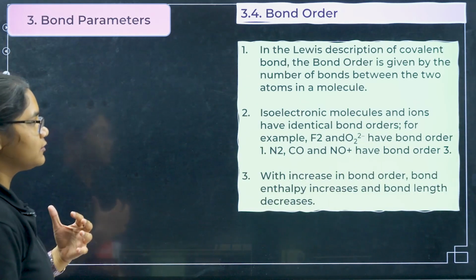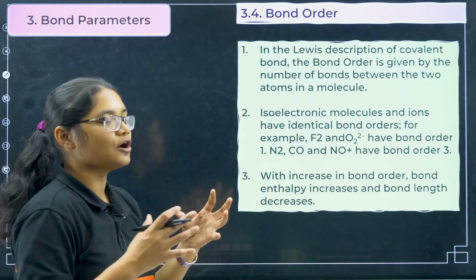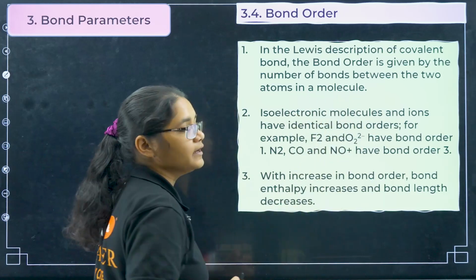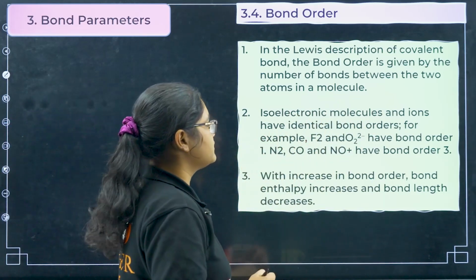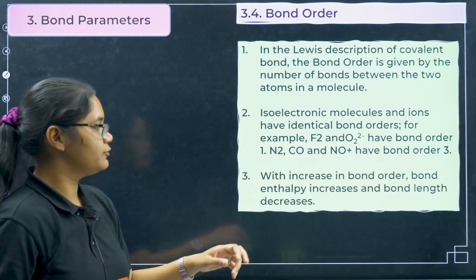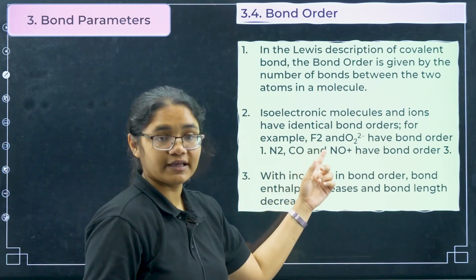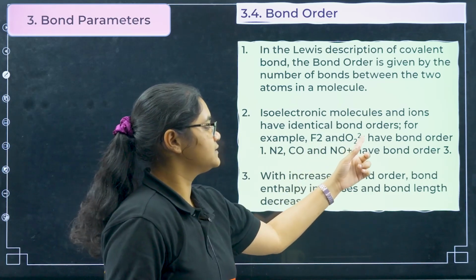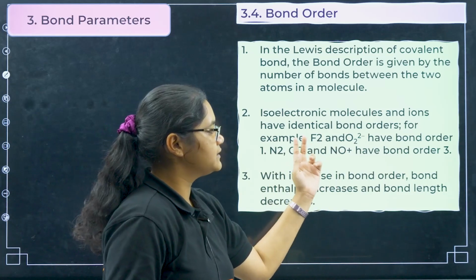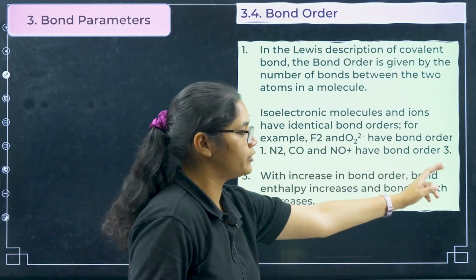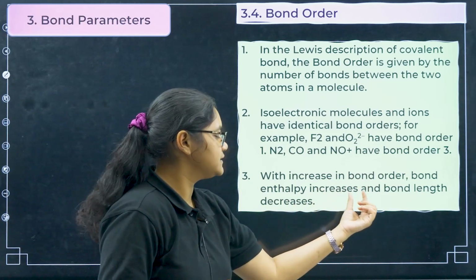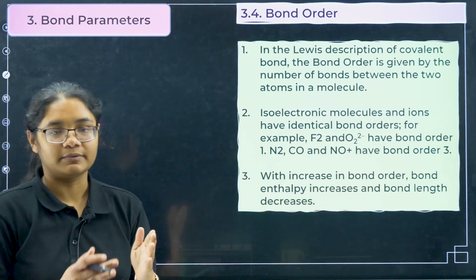Next, bond order. Bond order tells you how many bonds are present between two atoms, that is, the number of bonds between two atoms in a molecule. Now, isoelectronic molecules and ions have identical bond orders, for example F2 and O2 2-. F2 has 18 electrons, and O2 2- also has 18 electrons, so they will have the same bond order, 1. N2, CO and NO+ are isoelectronic species, so their bond order will be the same. With the increase in bond order, the bond enthalpy increases and bond length decreases. This is the relation I just explained.